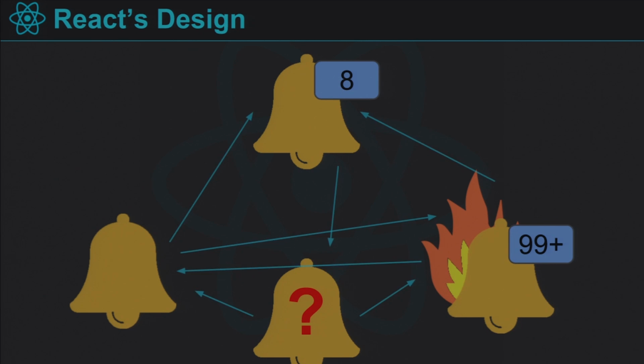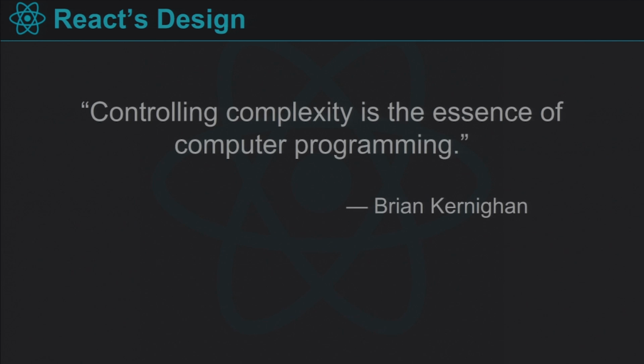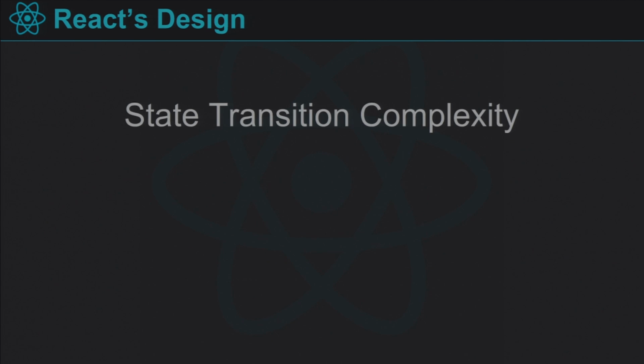The issue is that if you look at the possible state transitions, there's a whole bunch more. Adding a single new state added a whole bunch of new transitions that could have occurred. And it turns out that controlling complexity is like the essence of computer science. This is what we're trying to do, and the old paradigm does not control complexity well. It's madness.